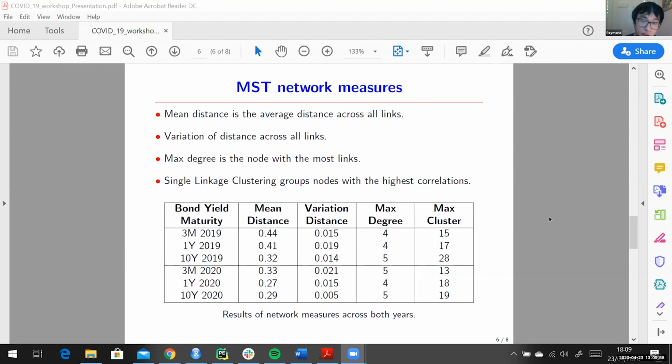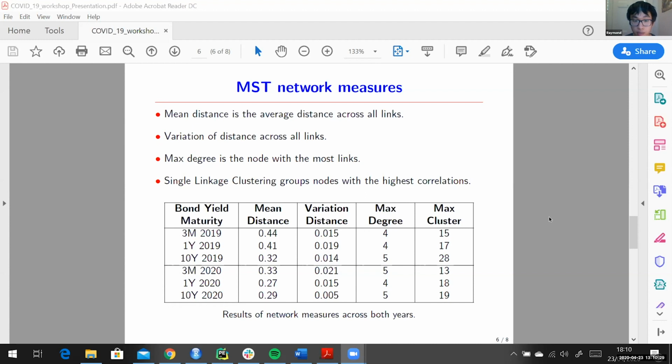Then there are some network measures comparing these different maturities. What we find with the distance and the degree is that the distance between 2019 and 2020 has decreased, which means the correlations have increased, so the correlation values are stronger. In terms of the degree, that's roughly stayed the same, which means we're not seeing lots of countries correlated to one country. The spread seems to be quite even.